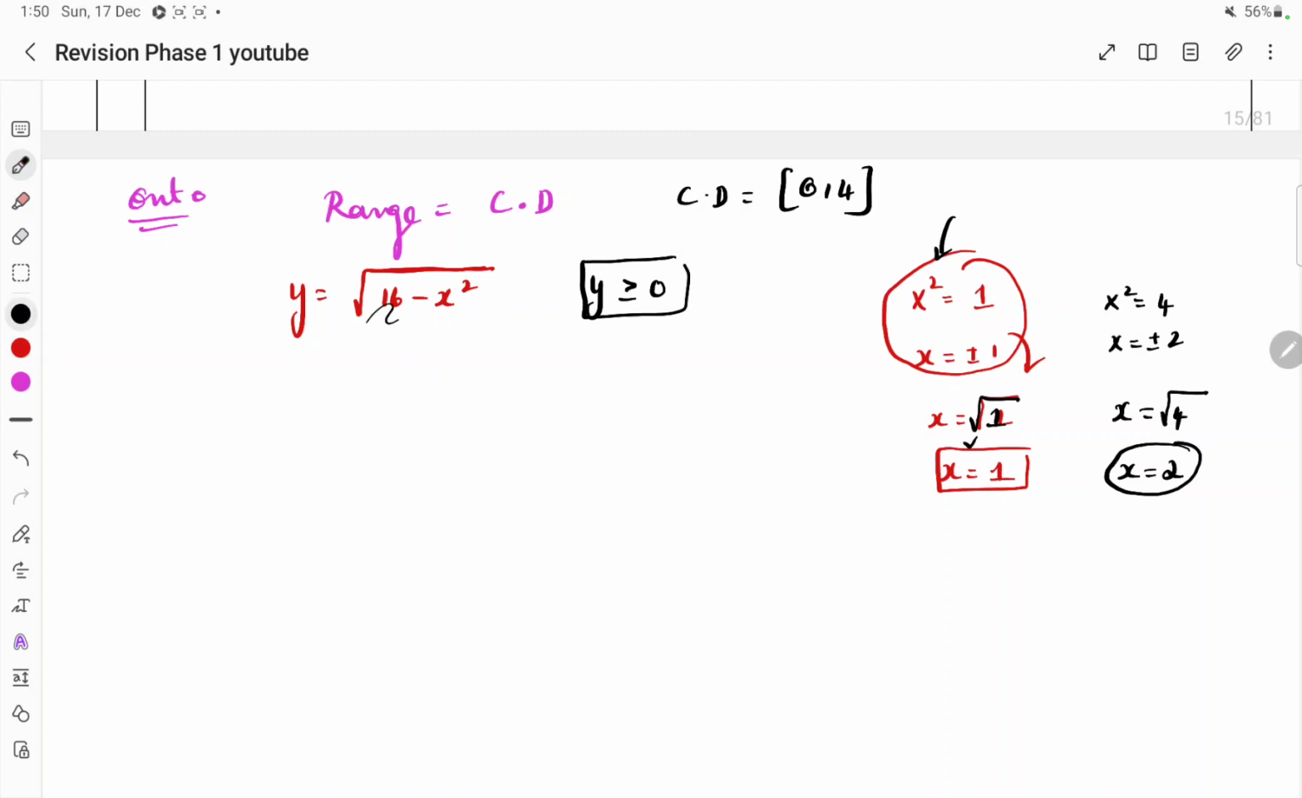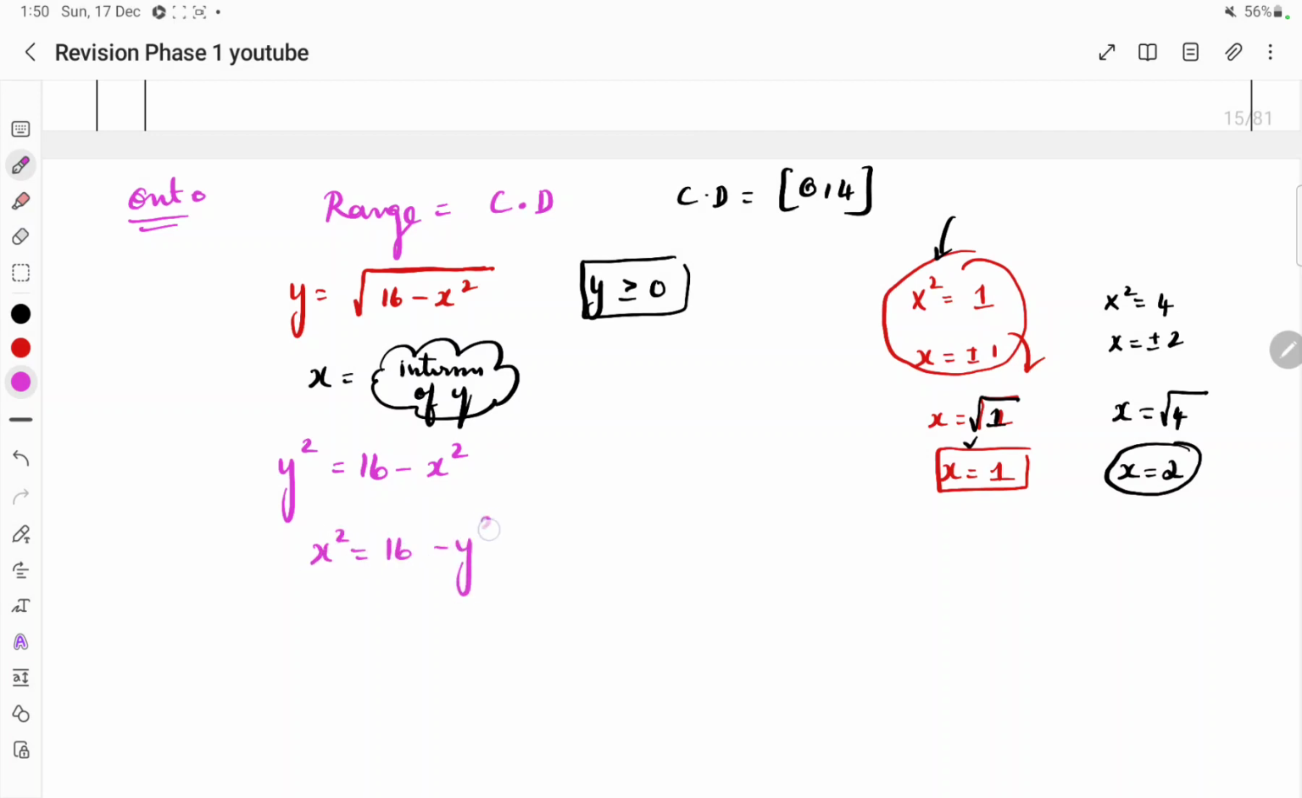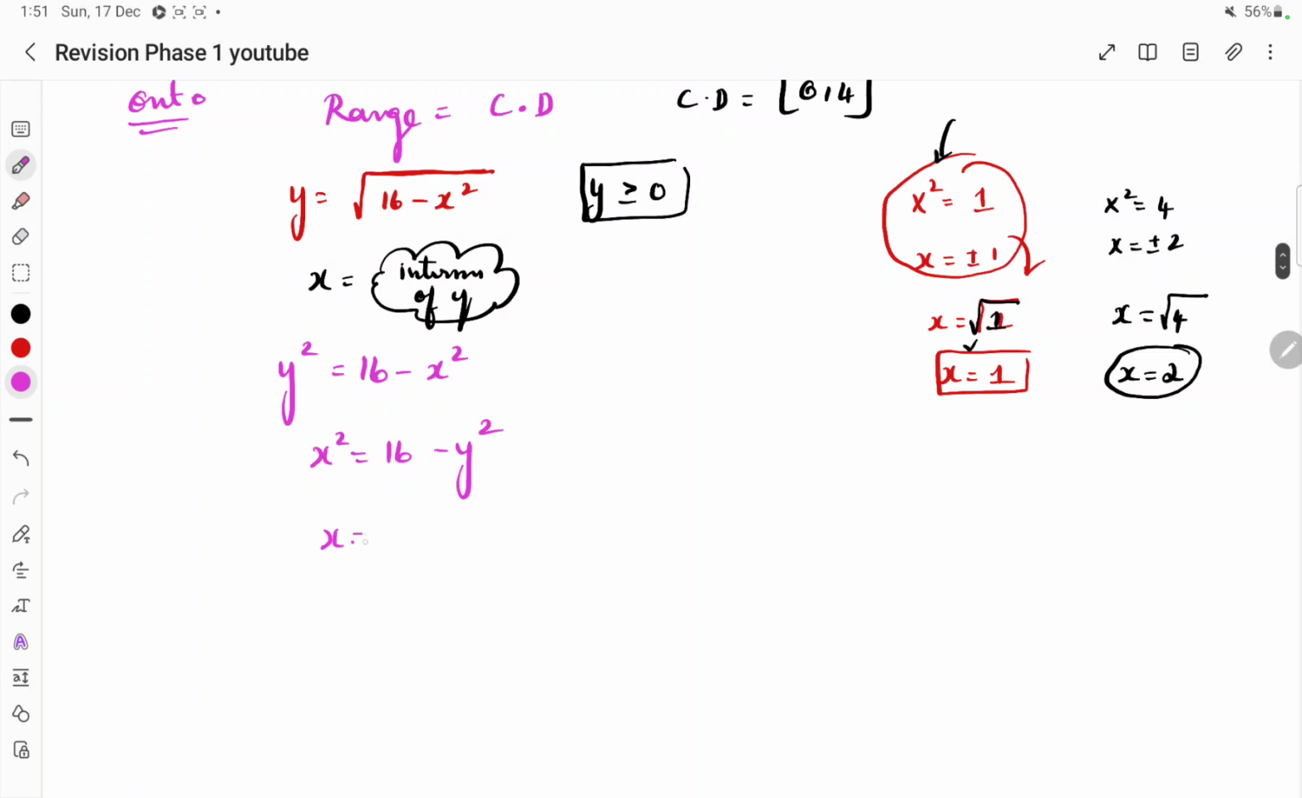Now y is given in terms of x, and I have to write x in terms of y. So I will square both sides. y square equals 16 minus x square, which means x square will be equal to 16 minus y square. Then x will be equal to root of 16 minus y square. Whatever we have inside the square root should be greater than or equal to 0.